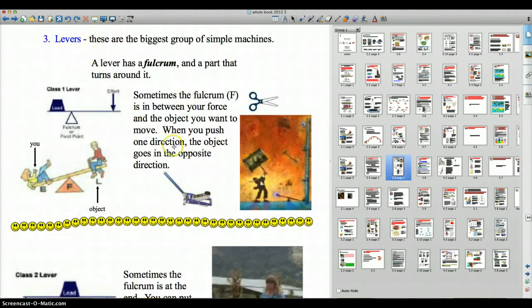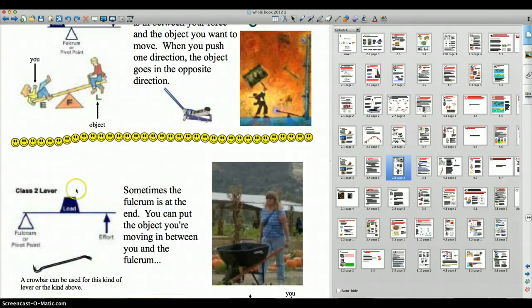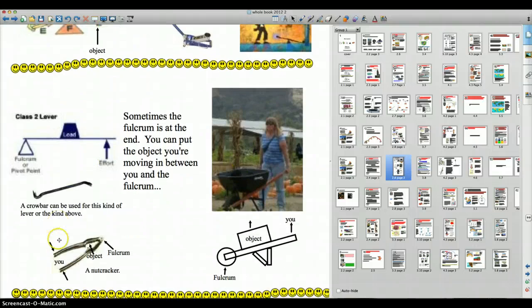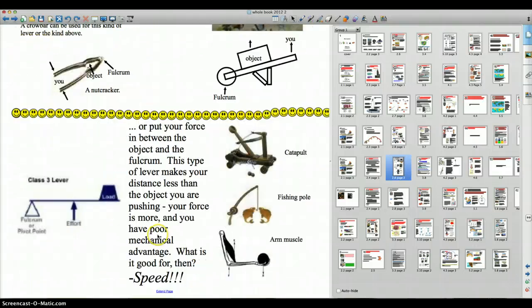A lever, there's three kinds of levers. One with the fulcrum in the middle, like a seesaw. One with the load, the object, in the middle, like a wheelbarrow, or crowbar, or a nutcracker. Or one with the effort in the middle, in between. You have bad mechanical advantage in this one, but you do have good speed. Catapults, fishing poles, and arm muscles are examples of them.